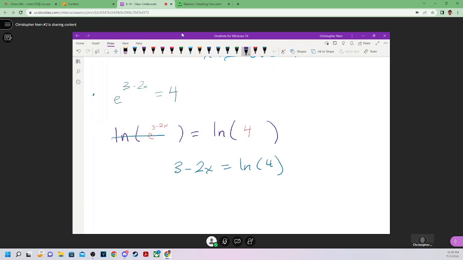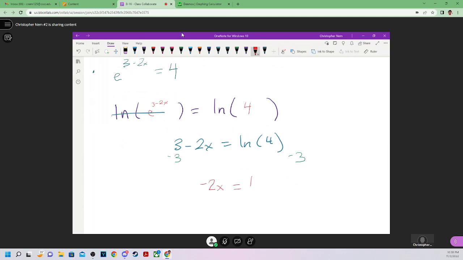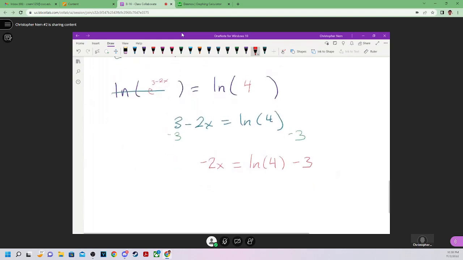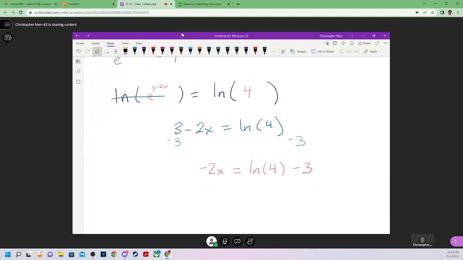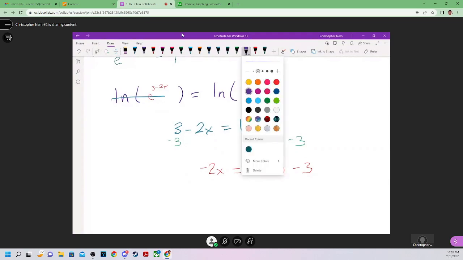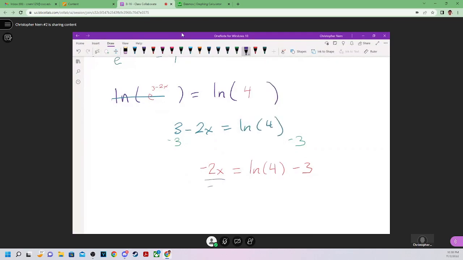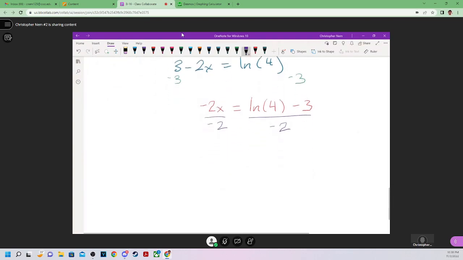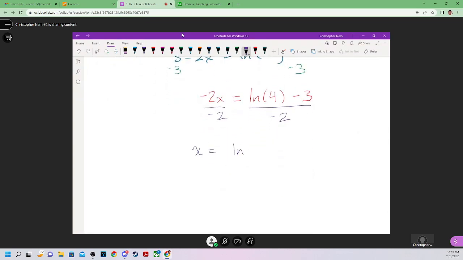I'm hoping everybody's algebra is strong enough now that they realize there are 2 terms here. I need to get rid of that term first, which is the 3. To get rid of that, I subtract 3 from both sides. I am immediately left with negative 2x equals ln of 4 minus 3, a single term. Now I just have to isolate the x through division or any sort of thing, maybe square rooting or whatnot. But I'm done with all the adding and subtracting. So now I just divide by negative 2. So I'm left with x equal to ln of 4 minus 3 over negative 2.